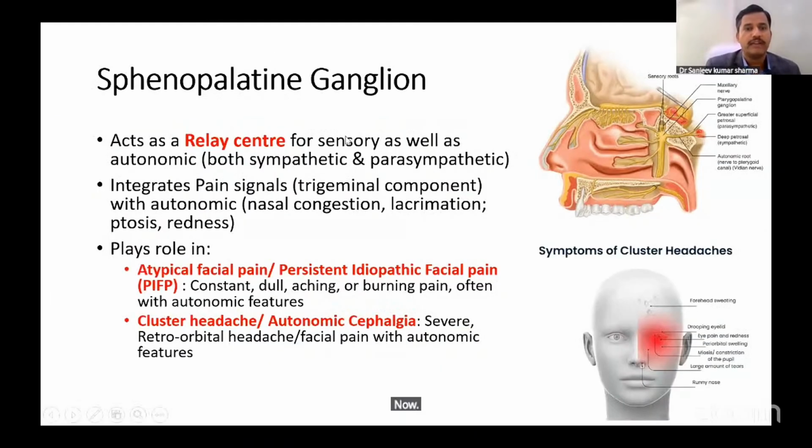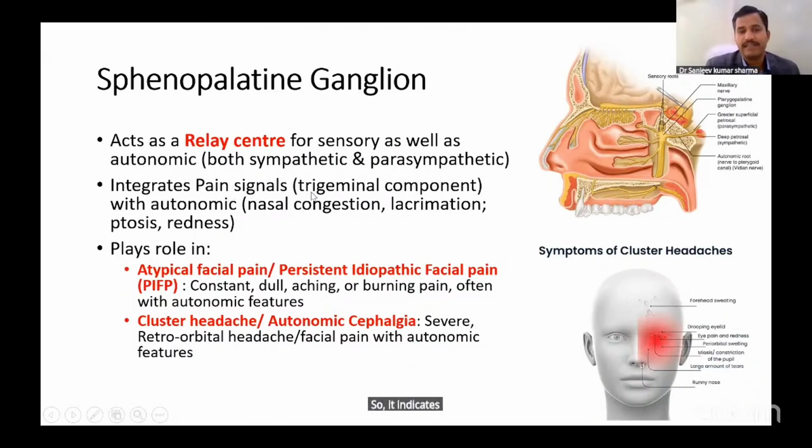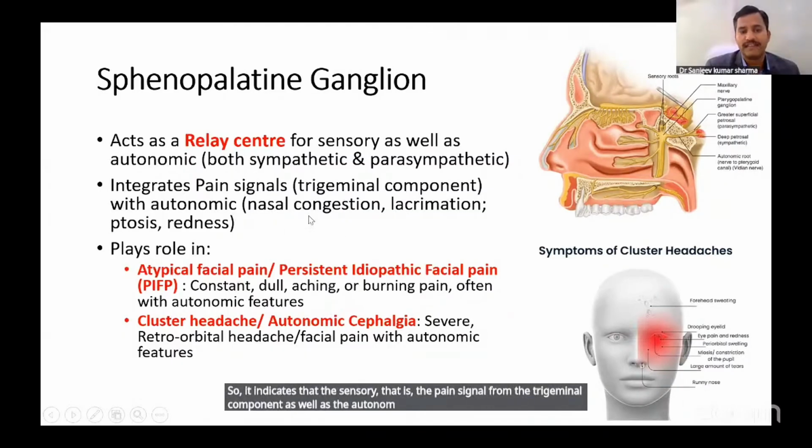Now coming to the sphenopalatine ganglion. This sphenopalatine ganglion acts as a relay center between the sensory fibers and autonomic fibers. So it carries the sensory, that is the pain signal from the trigeminal component, as well as the autonomic component, that is nasal congestion, lacrimation, ptosis, and redness.